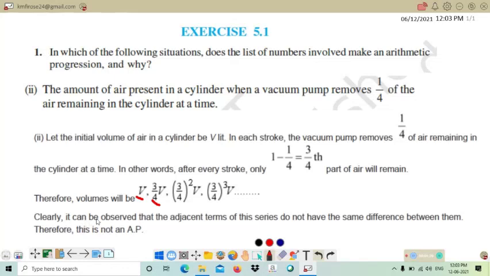So clearly it can be observed that the adjacent terms of this sequence do not have the same difference, therefore this will not form an AP.